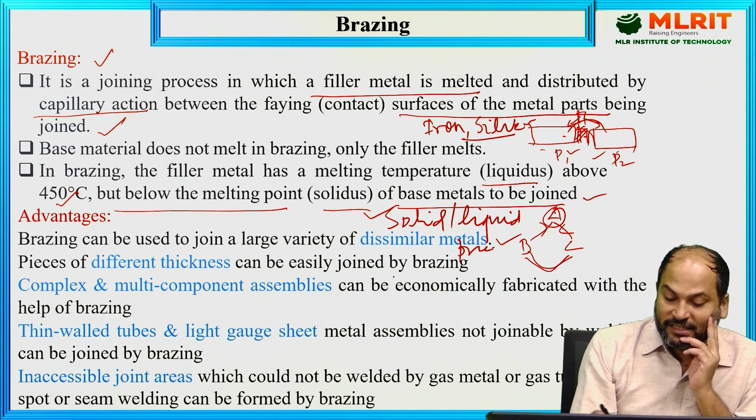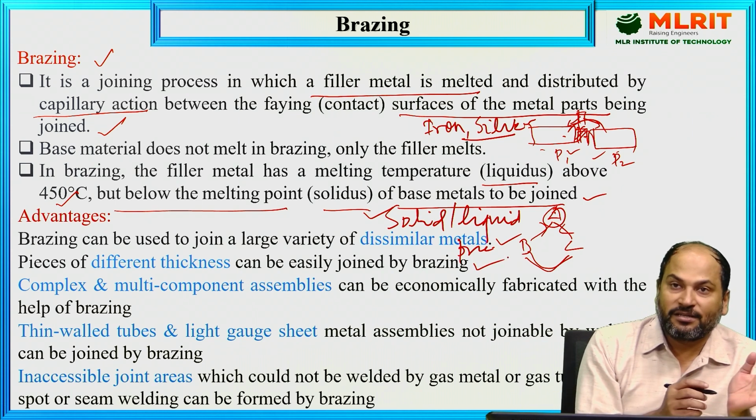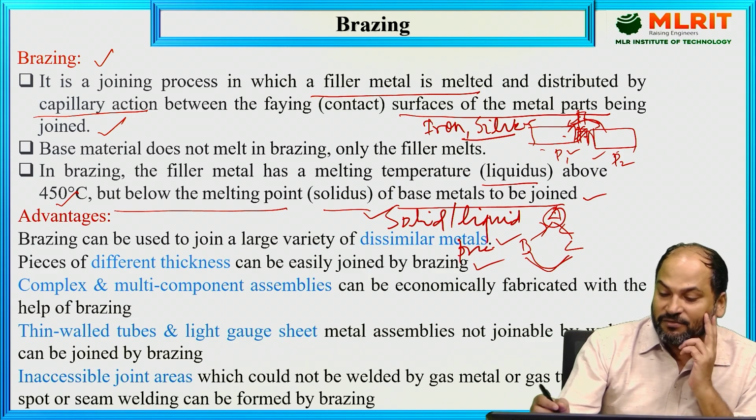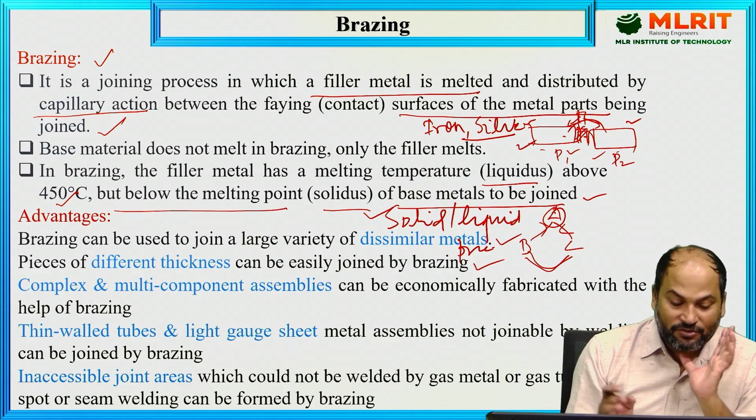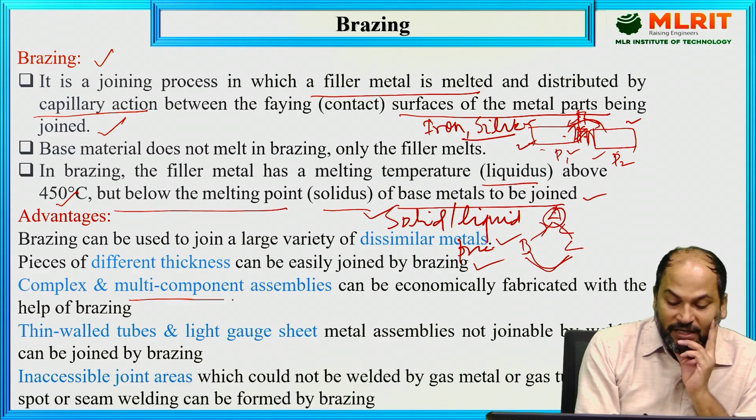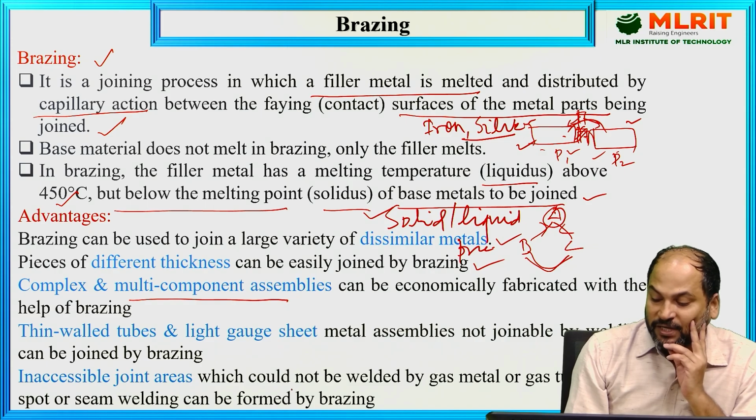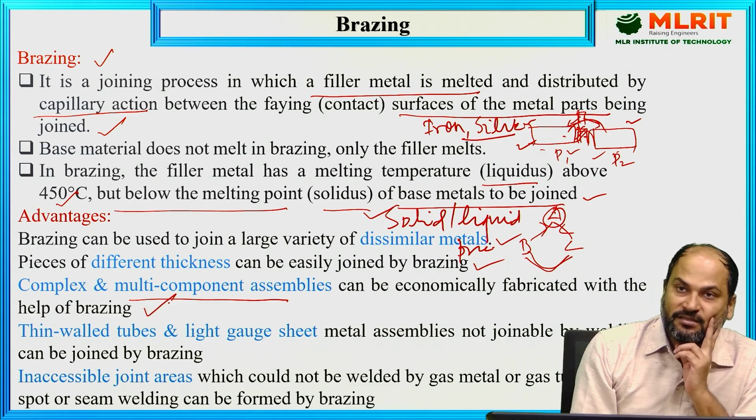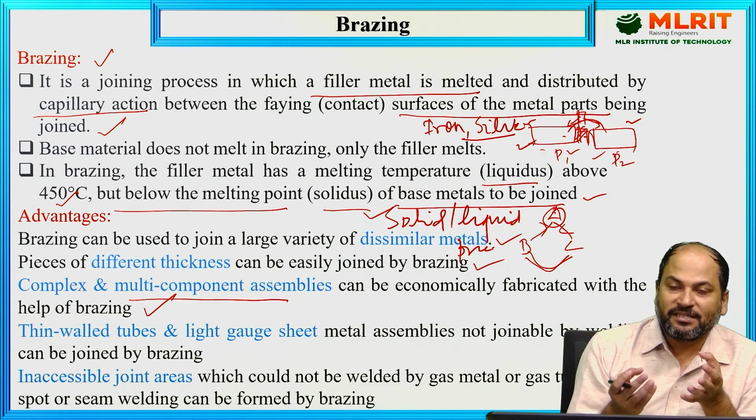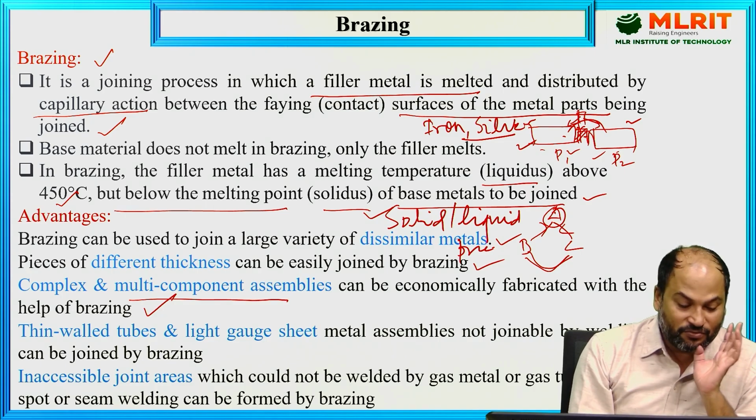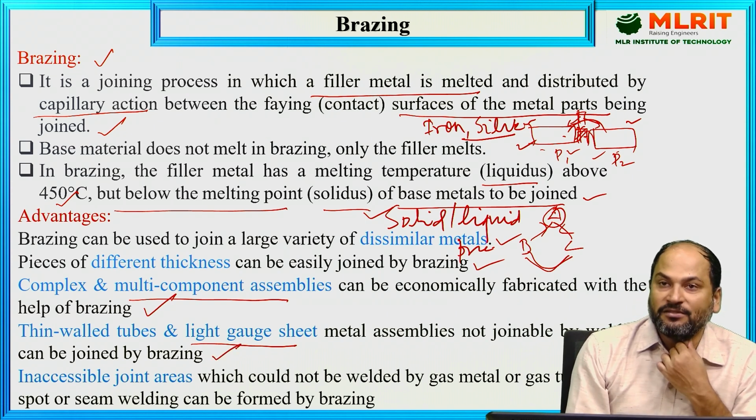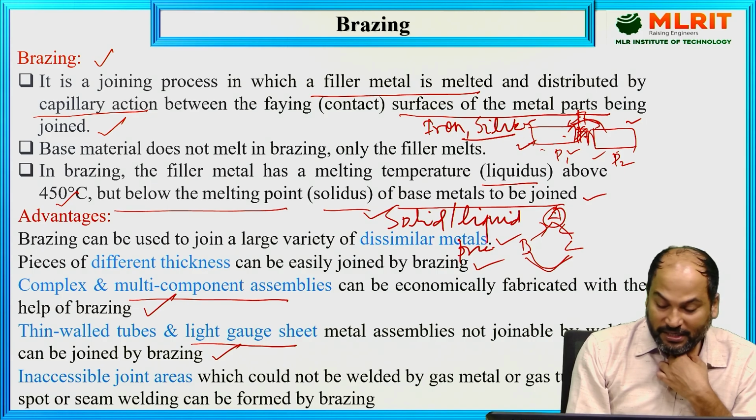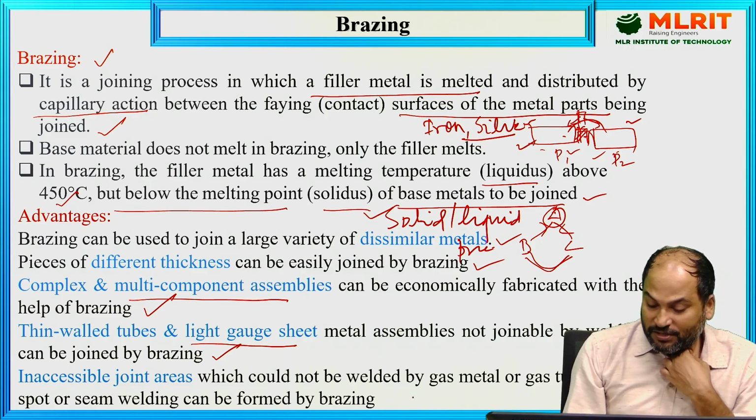Pieces of different thickness can be joined together. This is another advantage of this process. It doesn't matter what the thickness of this one is and what the thickness of this one is. Although they have different thickness, they can easily be joined by this process. Complex and multi-component assemblies can be economically fabricated with the help of brazing. Yes, even if complexity is there in the material, we can easily join these two parts. Thin walled tubes and light sheet metal assemblies not joinable by other welding processes can be joined by this brazing process. These are all the advantages of this process.